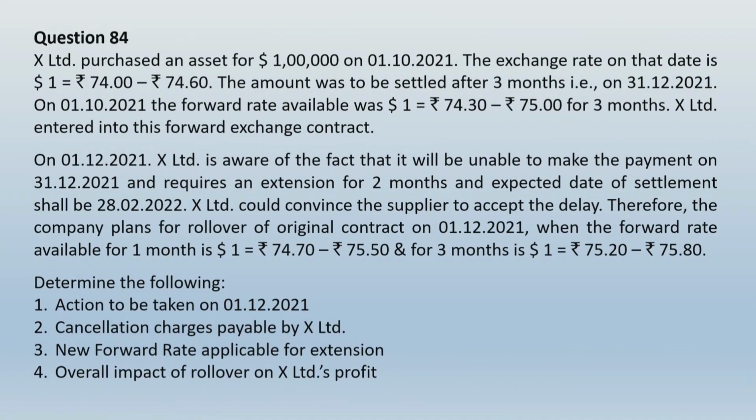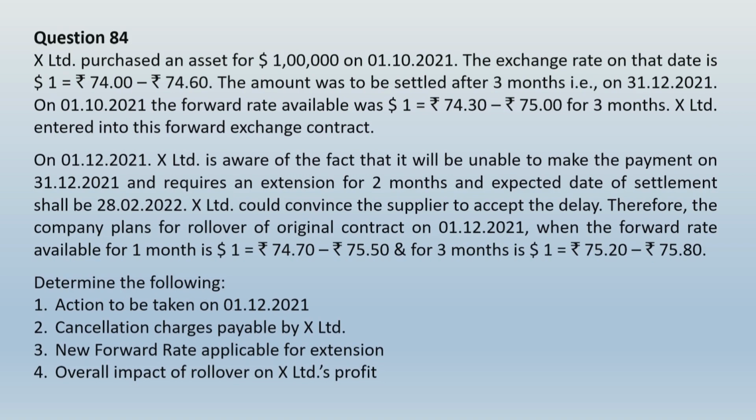X Limited purchased an asset for $1 lakh on 1/10/2021. The exchange rate on that date is rupees 74.00 to rupees 74.60 for each dollar. The amount was to be settled after 3 months, that is on 31/12/2021. On 1/10/2021, the forward rate available was $1 equals rupees 74.30 to rupees 75.00 for 3 months, and X Limited entered into this forward exchange contract.